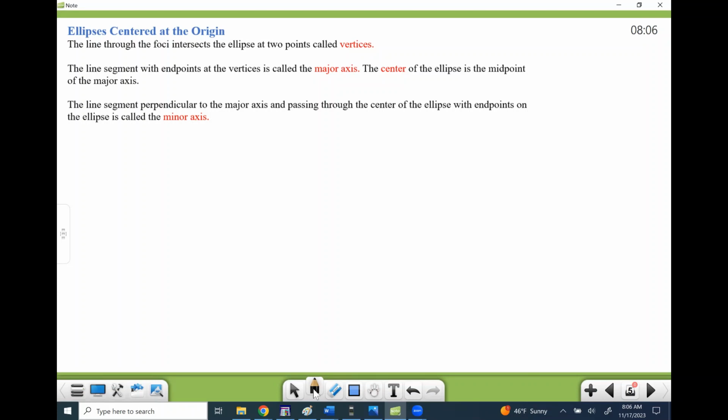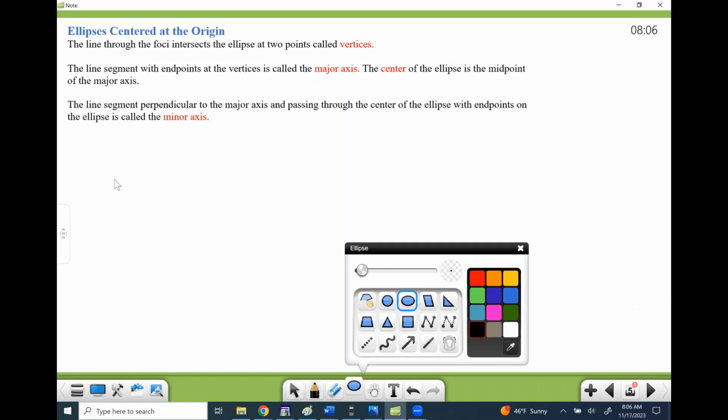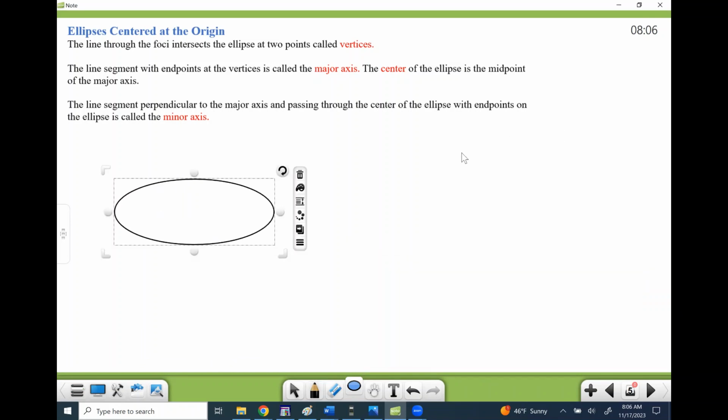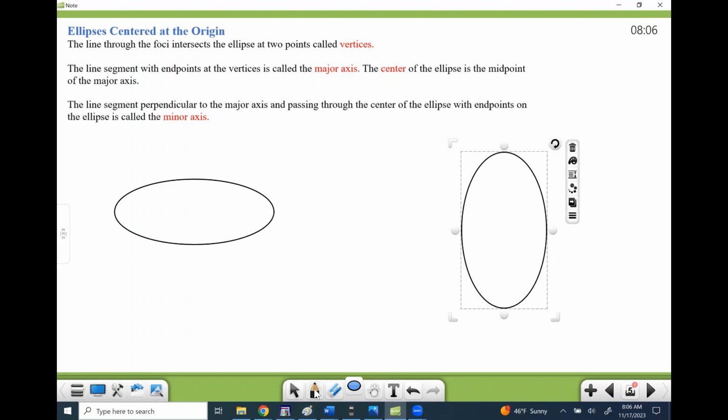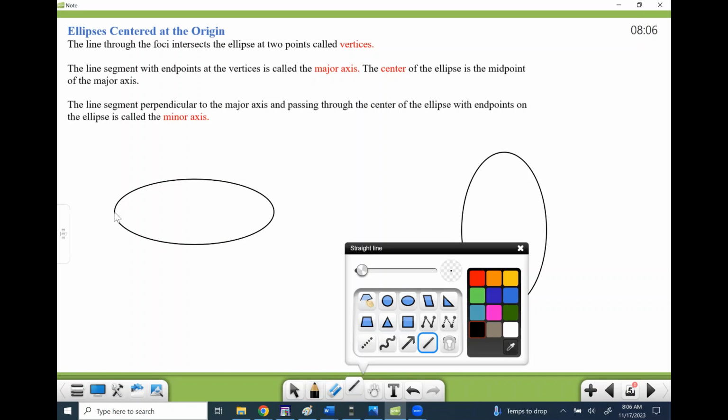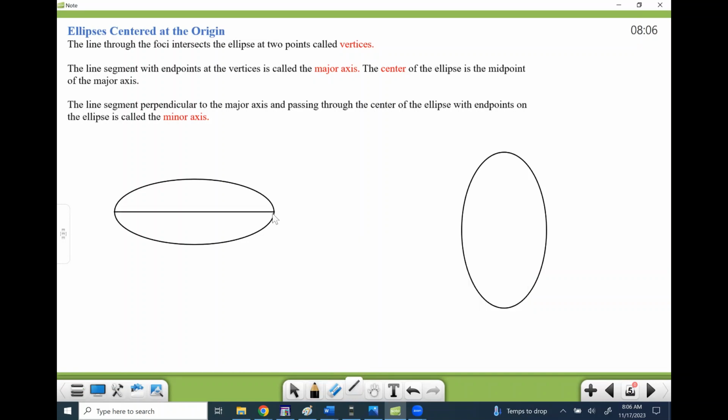Okay, so let's just kind of go over some of the pieces of an ellipse. Let's see if I have an ellipse on here. Yes, I do. Perfect. Okay, so I'm going to draw them both ways. They're going to either be horizontal or vertical. So the line that goes through the longer, like I said, the longer diameter kind of, this is called our major axis. The points at the end of the major axis, these are called vertices.